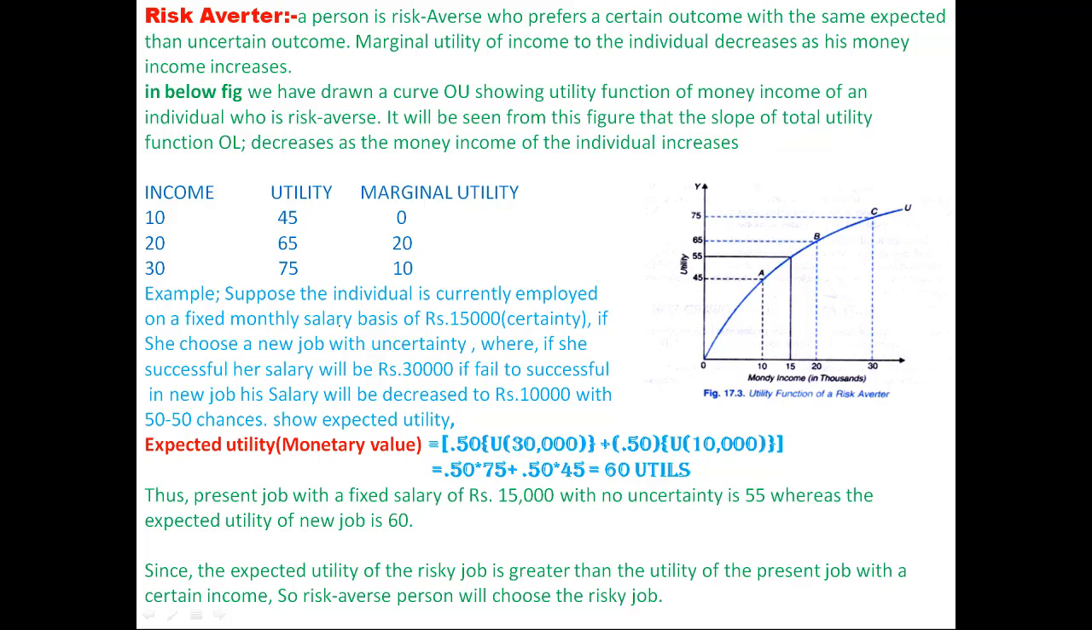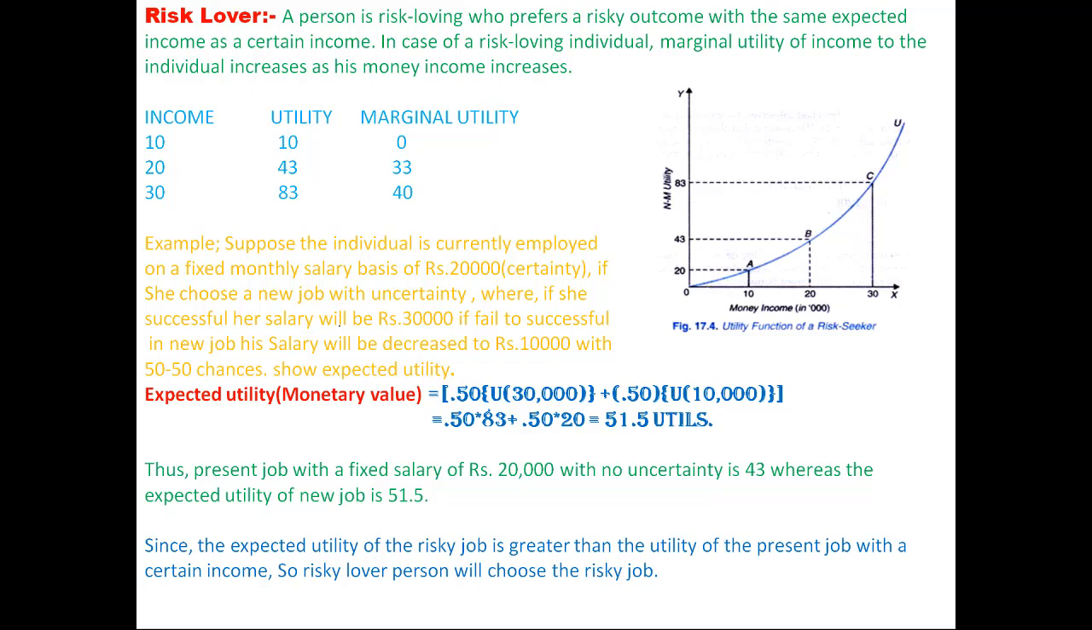If the outcome is greater in the uncertain situation, then obviously it's preferred. Okay, if the payoff is greater in the uncertain situation, then obviously it is favored by the risk averse individual. Okay, this is the risk averse person.